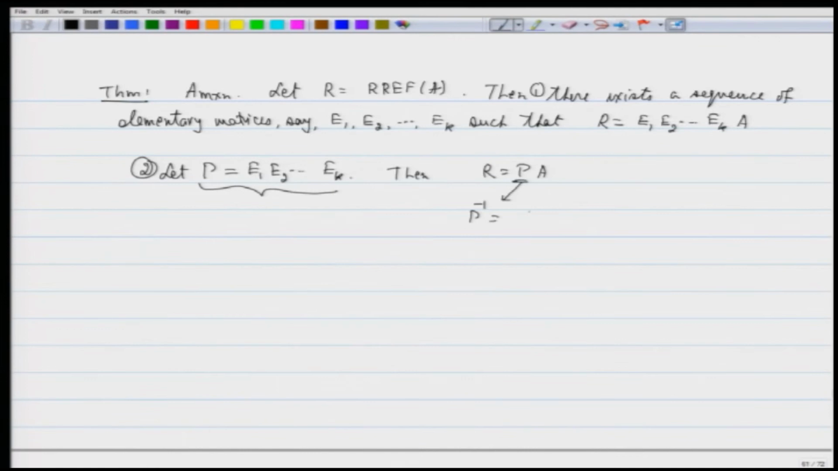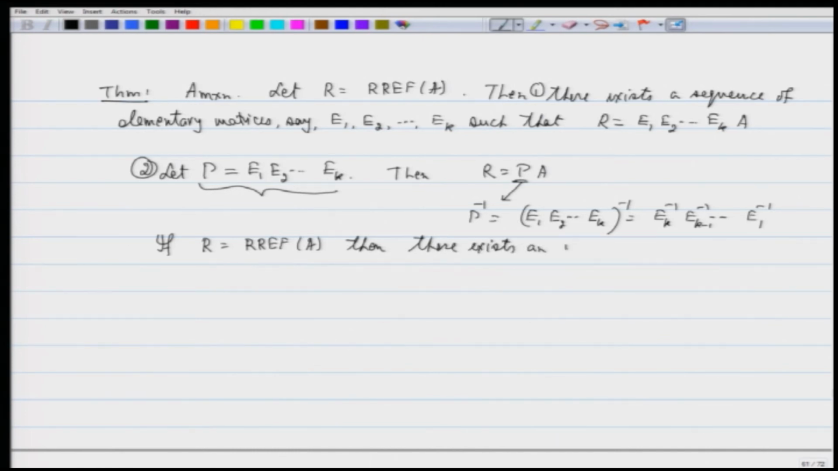So, P inverse is nothing but (E1, E2, ..., Ek) whole inverse, which is Ek inverse, Ek minus 1 inverse, up to E1 inverse. So what we are saying is that if R is equal to RREF of A, then there exists an invertible matrix P such that R is equal to P times A.